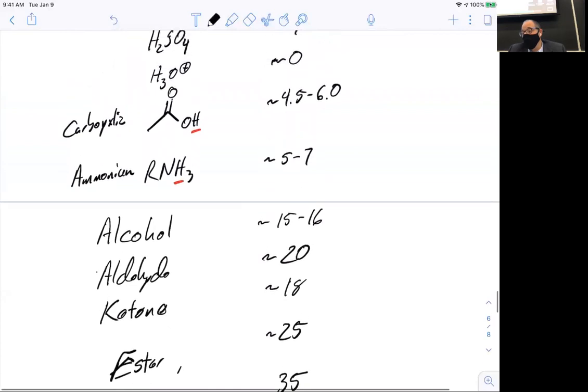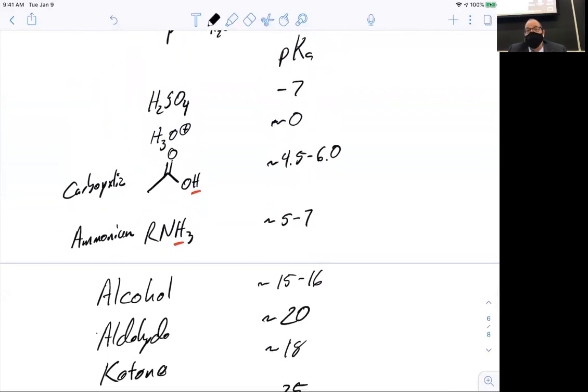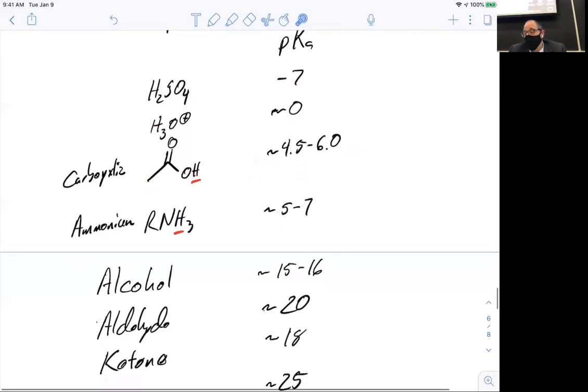Okay. But we can see here as we go down, we start with things that we really think of as acids. Our normal strong acids are hydrochloric or sulfuric acid. The pKa values are actually negative. When we get to the quintessential acid, H3O plus, we're talking about 0. Then we get to carboxylic acids. Around 4.8 would be acetic acid. So we're in this range here, depending on what the structure of the R group is.